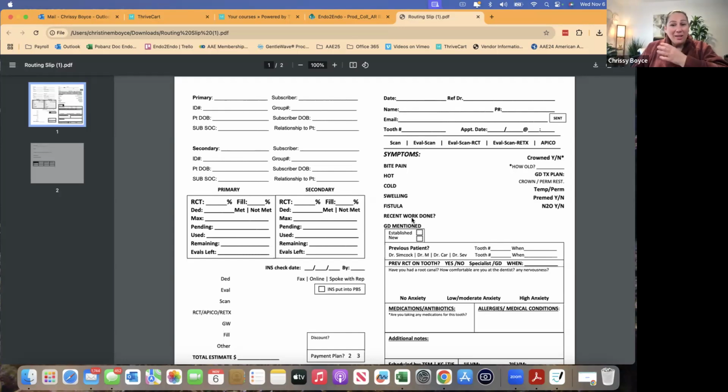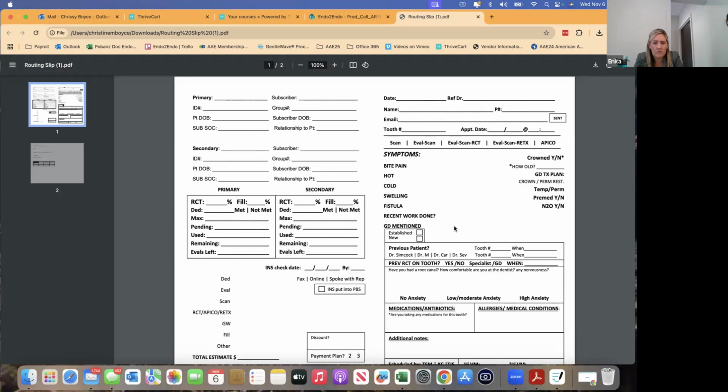And then you ask, has there been any recent work done on this tooth? Oh yeah, just 2 weeks ago, the dentist filled it. And then you're looking at an x-ray. If they've emailed you the x-ray, you can see on the x-ray how close the filling is to the pulp, right? And then here where it says GD mentioned, so on the routing slip or in the email, or maybe they called you, this is where you're going to put what they said.